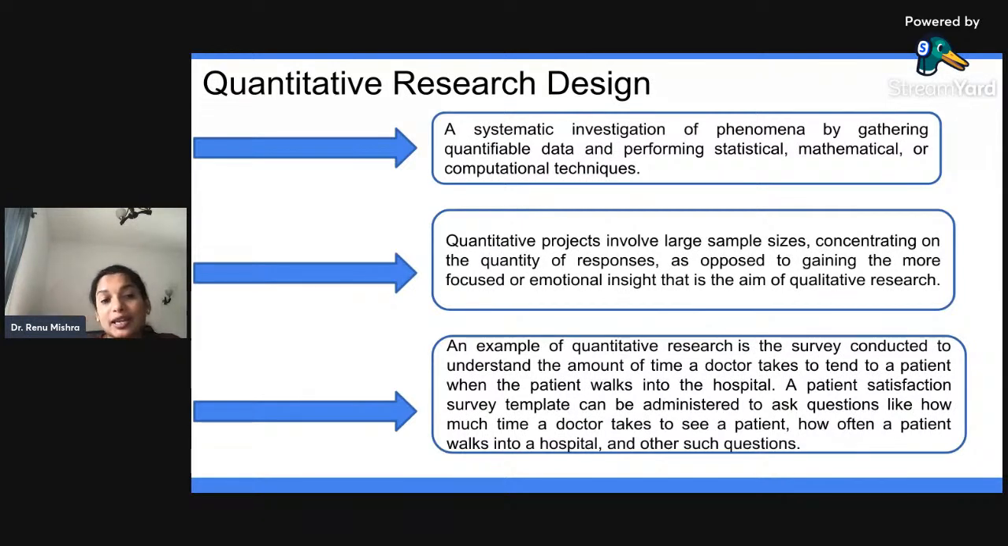So how much time a doctor takes: 2 minutes, 5 minutes, 7 minutes, and so on. How many times you visit a hospital? Twice a week, twice a month, 3 times a month, like that. These kinds of questions give you an inclination towards quantitative research designs.